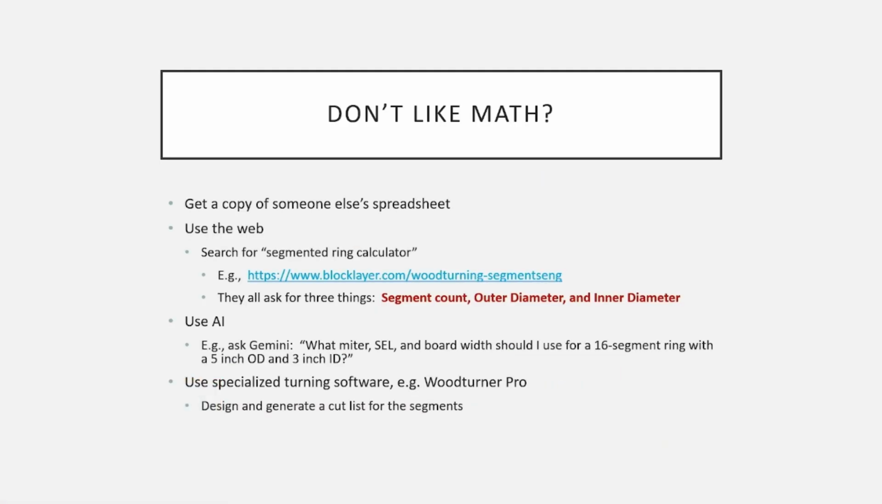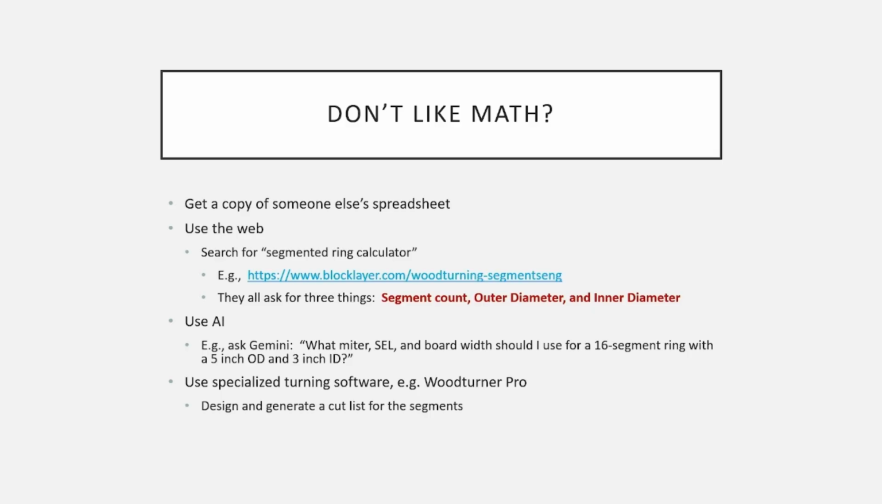If you don't like math, there are easy ways to do this. You can borrow somebody else's spreadsheet that's already got the equations in it. That's easy. You can go to the web, and if you search for segmented ring calculator, you'll find all kinds of things out there where they will ask for three things: the number of segments per ring, the inside diameter, and the outside diameter. And they will give you three things back: the board width, the segment edge length, and your miter angle. Okay? And most of them are free.